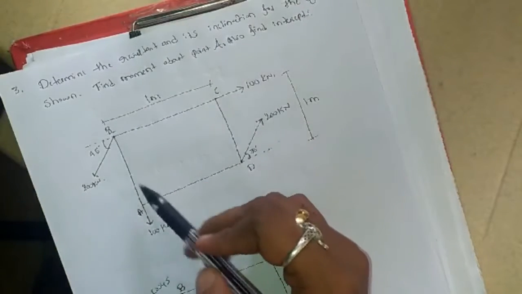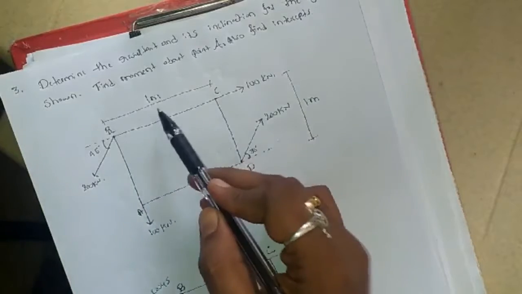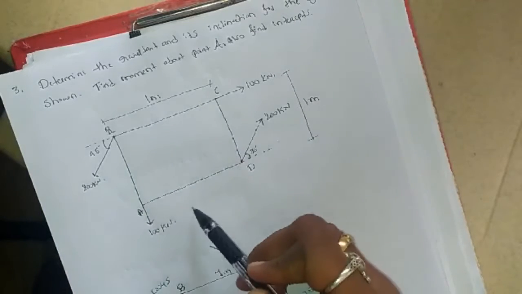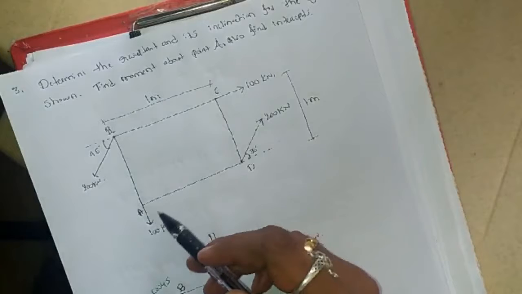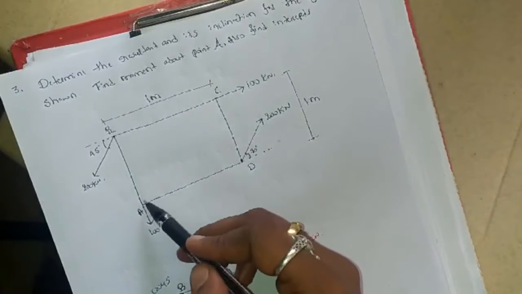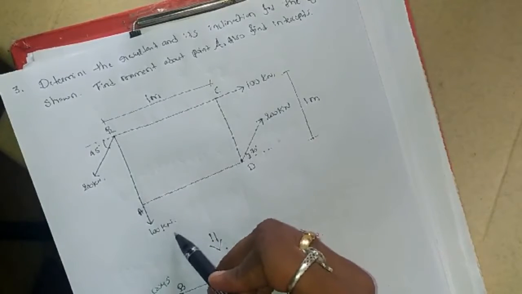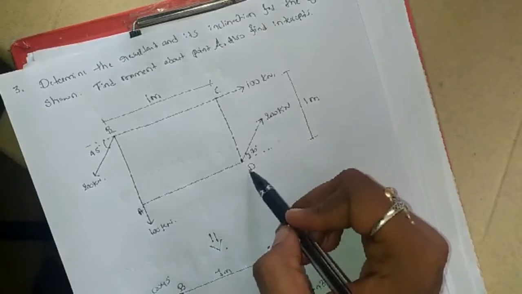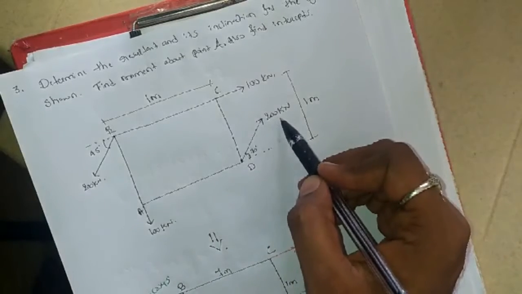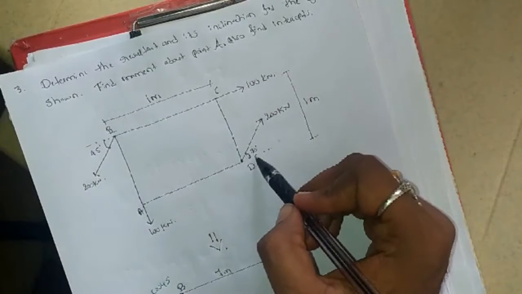The side is 1 meter. 1 meter from A to B, B to C 1 meter, C to D also 1 meter, and D to A also 1 meter. It's a complete square of side 1 meter. Now there are 4 forces. At point A, 100 kilonewton is acting vertically downwards, or you can say along negative y axis. Now at point D, 200 kilonewton is acting. It is acting at an angle 30 degree with horizontal.